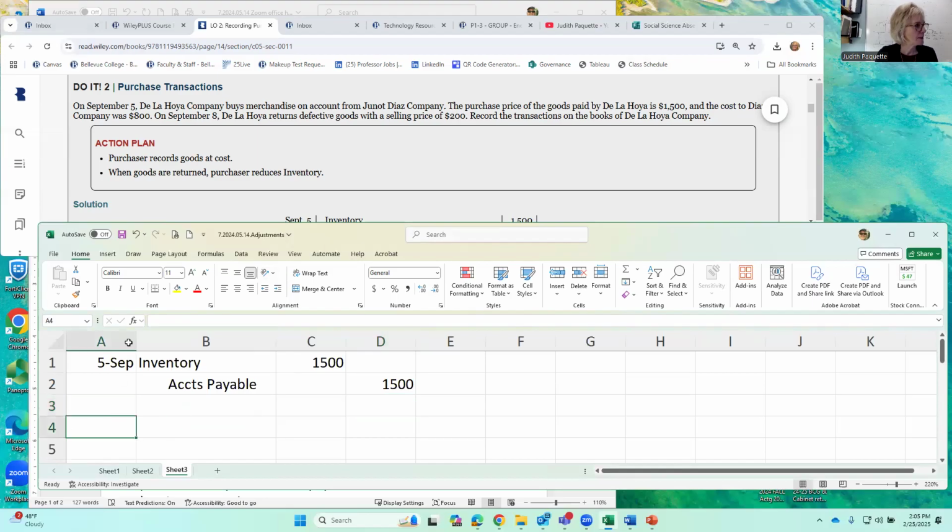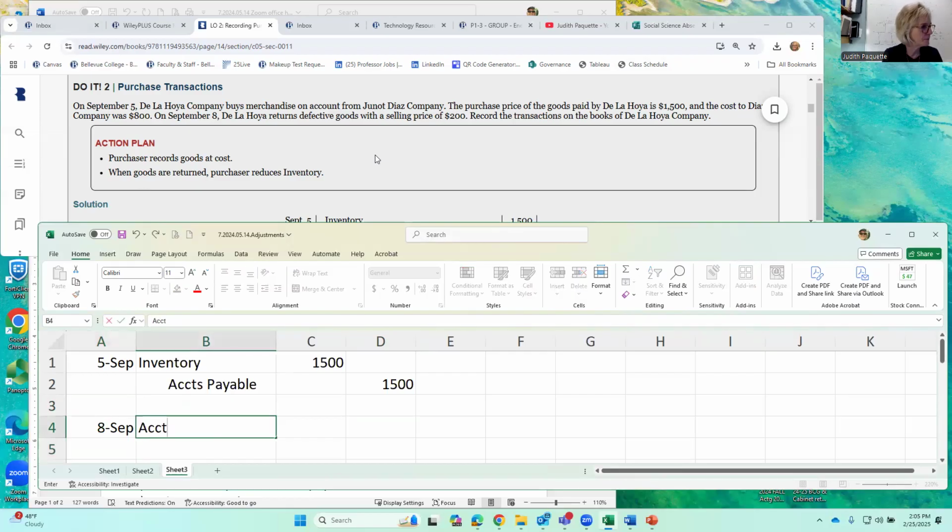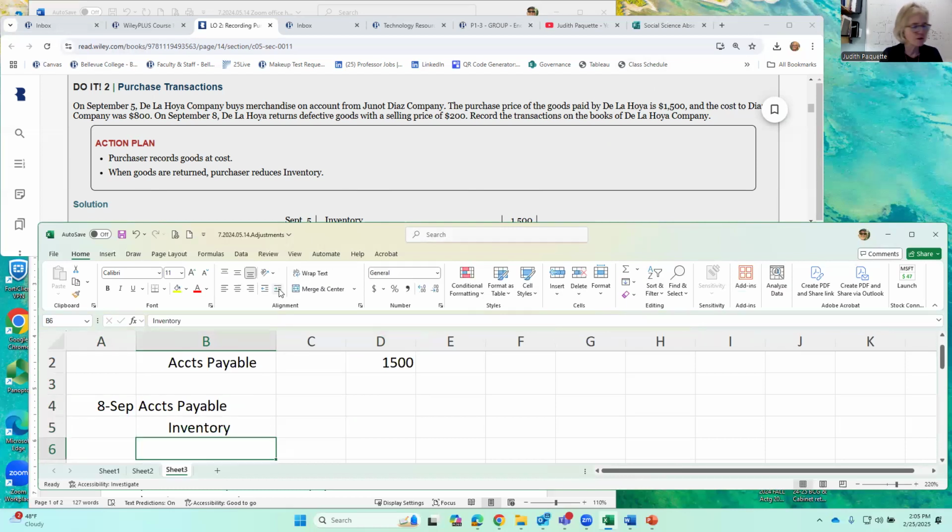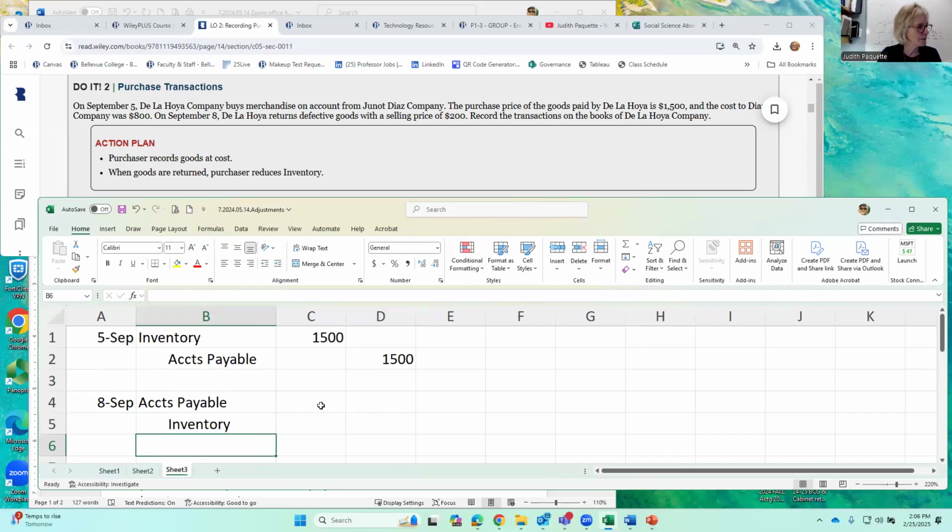Okay. Now the next journal entry is September 8th. And just like, and some of you already have this, accounts payable. And then we're going to do inventory. So you see, you're just reversing these transactions. But, you know, of course, the dollar amount is different. So how much did they return? They returned 200. Okay. All right. Now, Eric is asking, what about Diaz? Well, we haven't done sales yet. We will get back to Diaz, I promise.